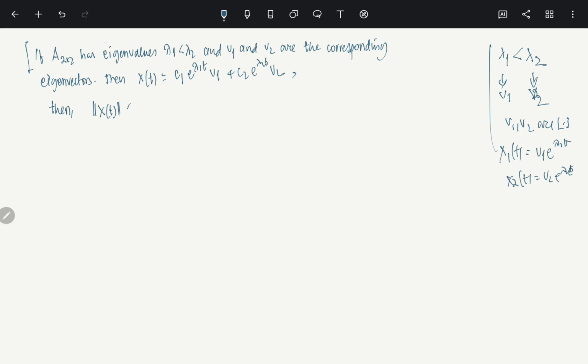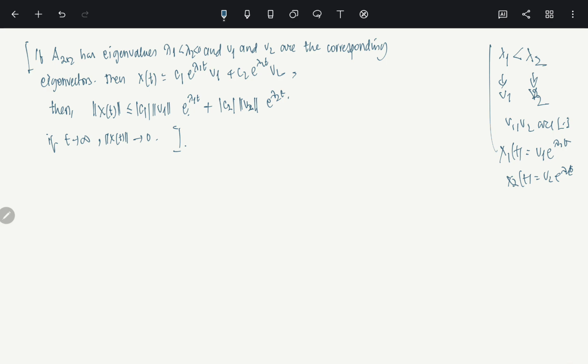The norm of x of t is always dominated by mod c1, some constant, times the norm of v1, which is fixed and not changing, times e to the power lambda 1 t, a positive real number, plus mod c2 norm of v2 e to the power lambda 2 t. Now, as t tends to infinity, with lambda 1 and lambda 2 both negative, what happens to these terms? They go to 0, so the norm of x of t must go to 0. Clear? So if both eigenvalues are negative, this is going to happen.